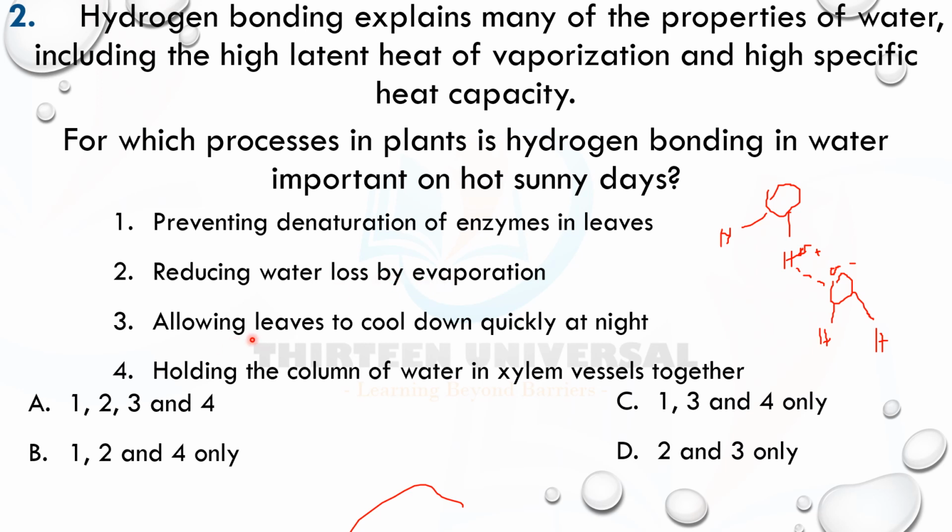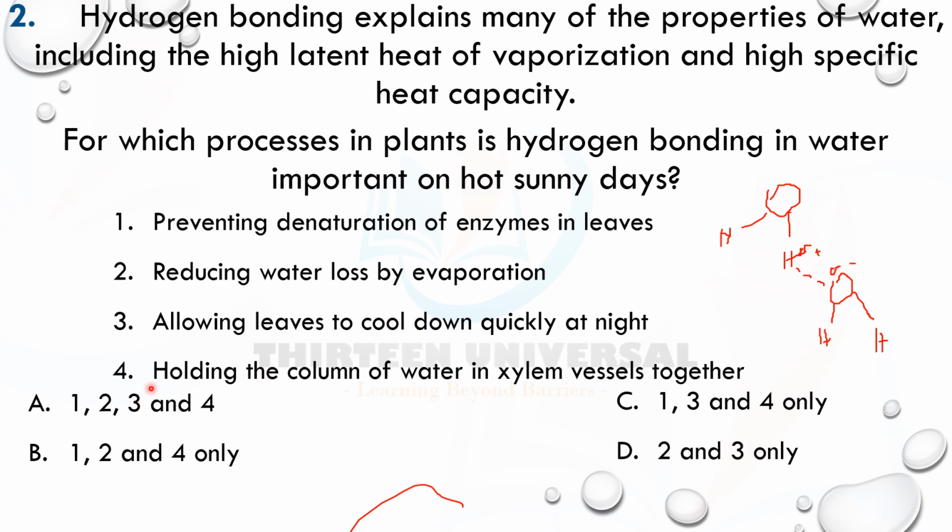This, allowing leaves to cool down quickly at night, has nothing to do with hydrogen bonds. Okay, though evaporation leads to coolness, we're talking about a hot sunny day. This is in the night, this is dealing with the day, and again this happens due to radiation. Okay, infrared going back to space, so 3 is not there.